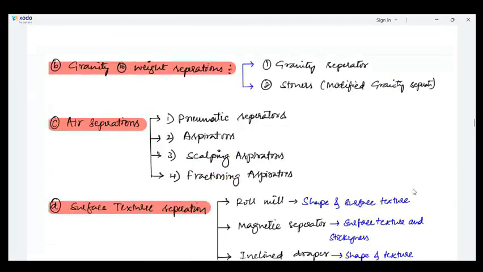Next, we have gravity separation, based on gravity or weight. It is the gravity separator, and secondly, stoners.